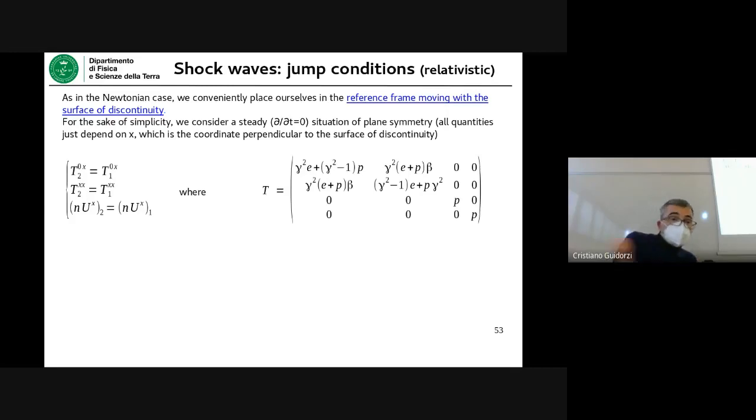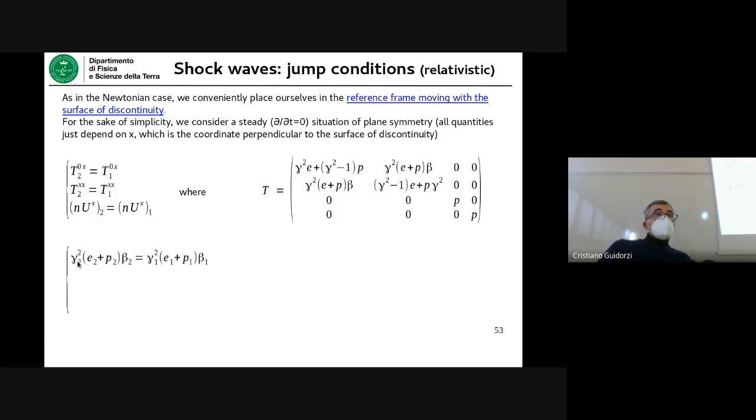Now, it's a matter just of applying these three equations. So let's see, for example, let's take the first, 0x. 0x is this guy here. It means 0, 1, x is 1. So this guy here calculated on both sides of the shock has to be conserved. So it means this guy here.